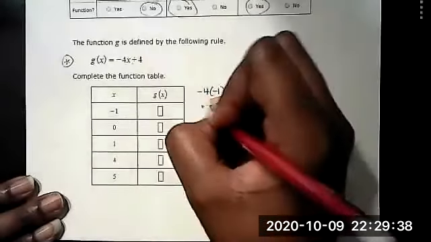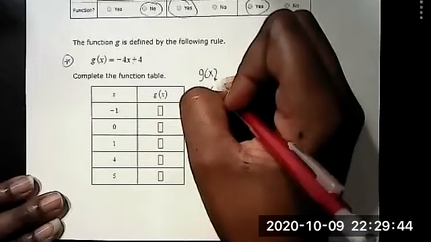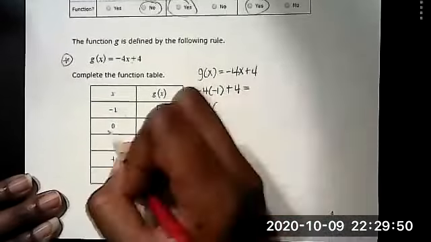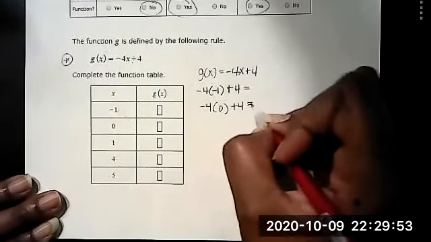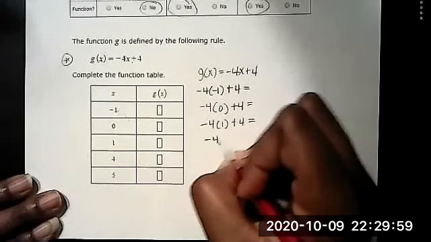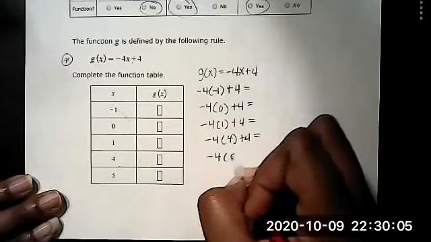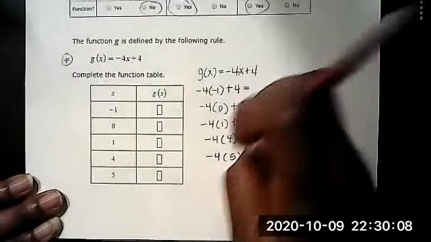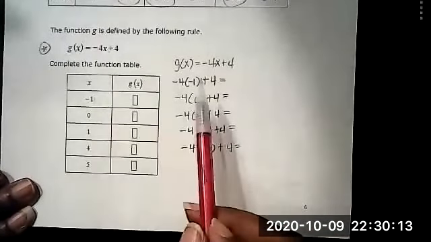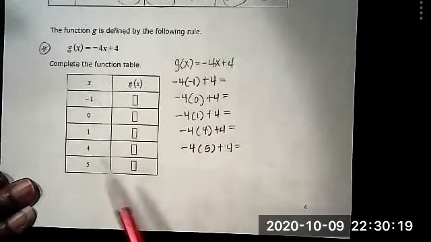Same thing. So I'm just going to keep going down. Again, I'm using G of X equals -4x plus 4. So in place of X here, I'm going to put -1 and answer it: -4 times -1 plus 4, -4 times 0 plus 4, -4 times 1 plus 4, -4 times 4 plus 4, and -4 times 5 plus 4. So all I'm doing is replacing X with all these numbers separately: -1, 0, 1, 4, and 5.